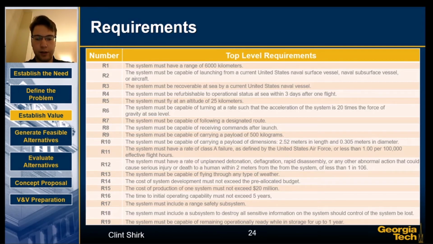So next, we have to be able to destroy sensitive information just in case we were to ground the vehicle in adversary territory. We don't want sensitive information to be falling into the wrong hands. Next, the system must be capable of remaining operational while in storage for up to 1 year with minimal intervention.